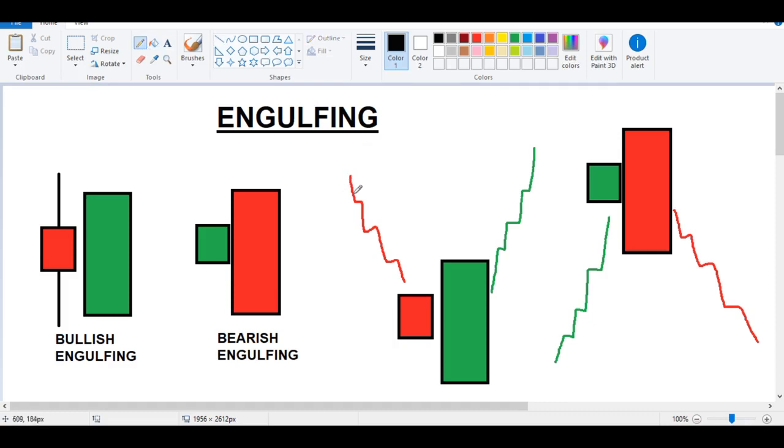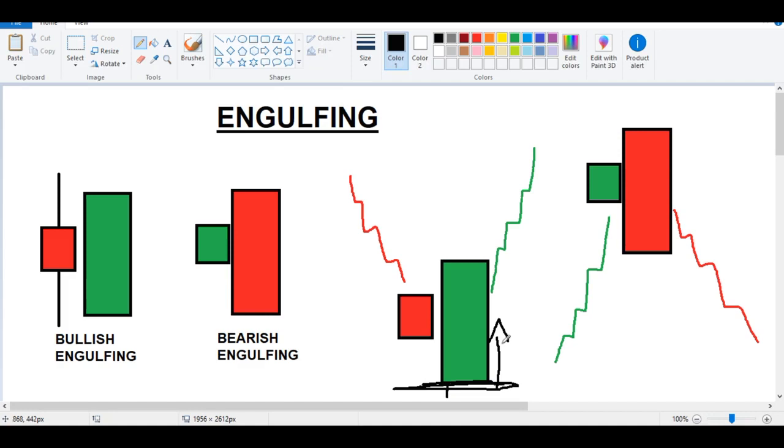So let's look at two examples. If we're in a downtrend and price is coming down, down, down, and at the bottom of the trend you see a bullish engulfing pattern, what is this telling us? That at the bottom of a trend, a strong number of buyers have entered and they are trying to take price higher.